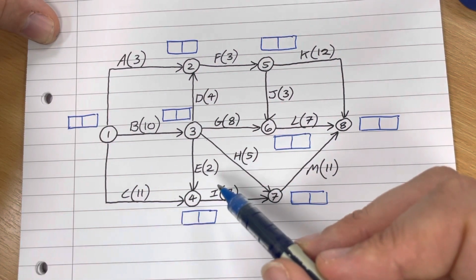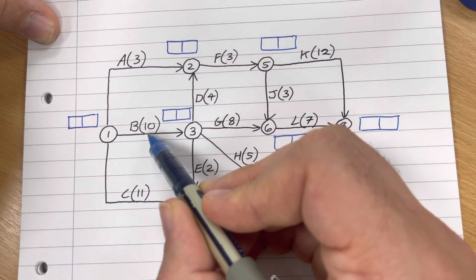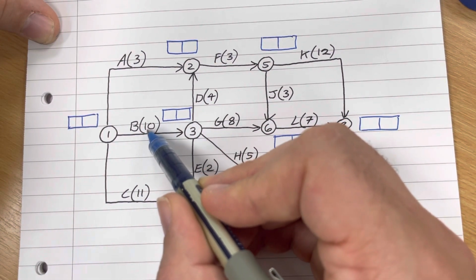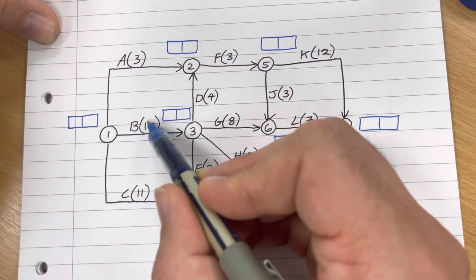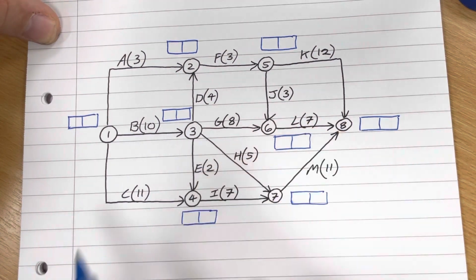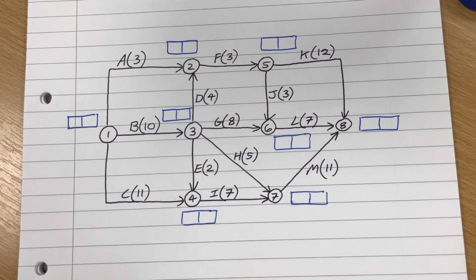In a contextual situation, these may have a unit with them. So there may be days, hours, years, minutes, months, weeks, who knows, it could be anything, but it is a unit of time. It is a duration for that activity.